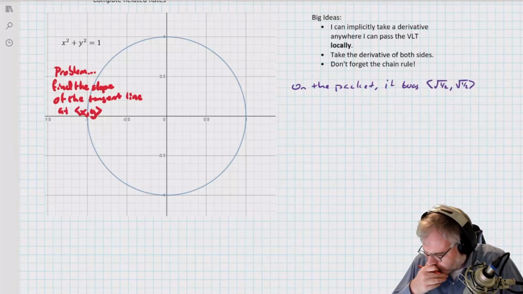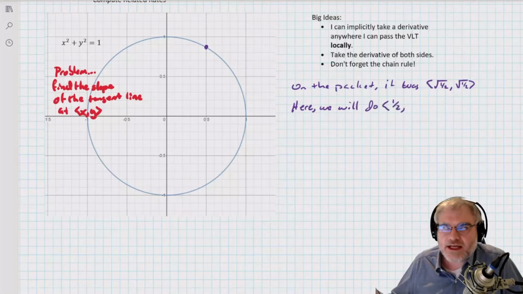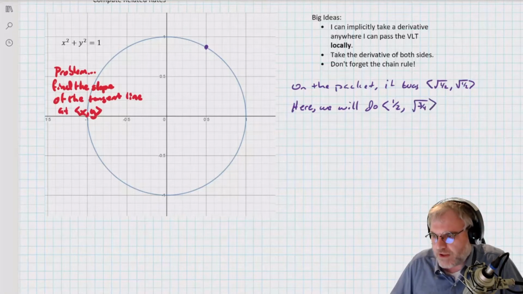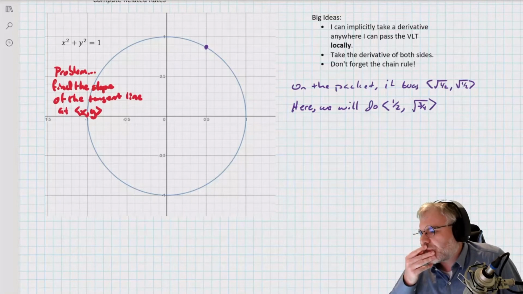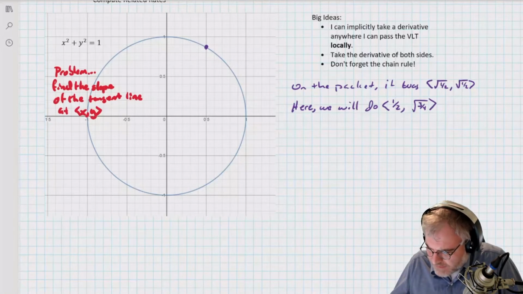Let's see. If x is at 1/2, so let's find it right here. x is 1/2. That would mean y is the square root of 3/4, or root 3 over 2. So again, the problem is find the slope of the tangent line at some x and y.